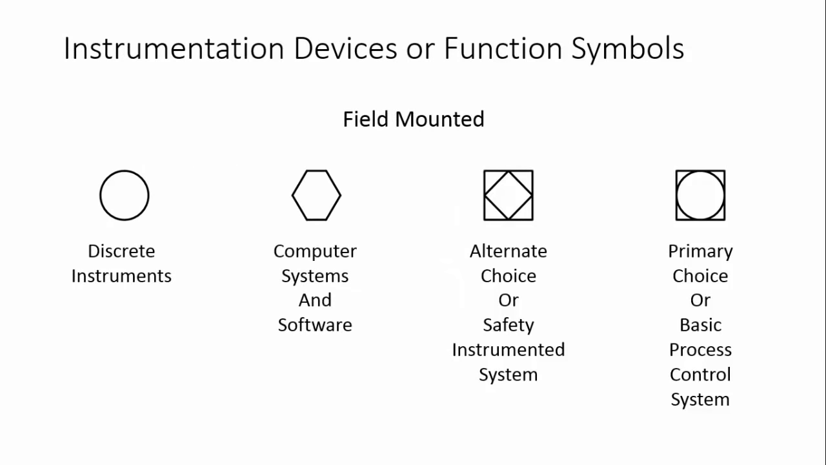And here are some of the symbol types that ISA recommends being used. These symbols are for field-mounted devices. You'll see a circle is just a discrete instrument. This stop sign-looking thing, I guess it's a hexagon, is a computer system or represents software. I have a diamond with a square in it. This is a safety instrumented system, which is SIS. And throughout the sequence of the courses in this series, you'll learn something about SIS. Or a circle with a square is a basic process control system. But the key thing is that these symbols mean that those devices are field mounted.